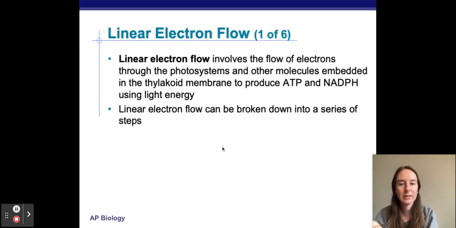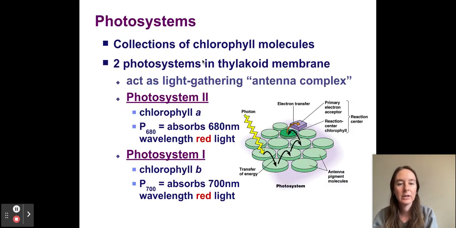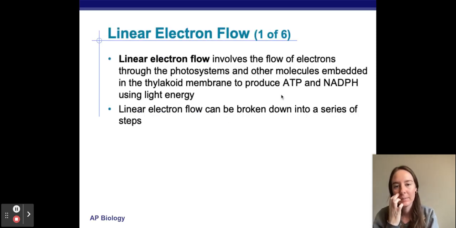All right, now just like we talked, there's something called linear electron flow. Basically, that means electrons are moving in a line or they're jumping around from place to place. So you can kind of trace their movement, kind of like moving in a line. And eventually, those electrons are going to go to produce ATP and NADPH. That energy is going to be held in the bonds of ATP and NADPH, which can be used later.